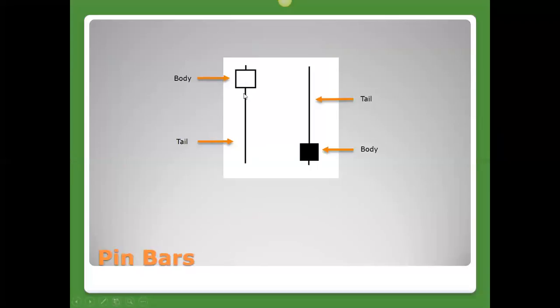So you're waiting for the candle to close so that we understand what the body looks like. If it's a small body and a long tail, that's called a pin bar. And in this case as well, this is a bearish pin bar, a long tail and a short body. And generally, the tail will be 3 times the size of the body.